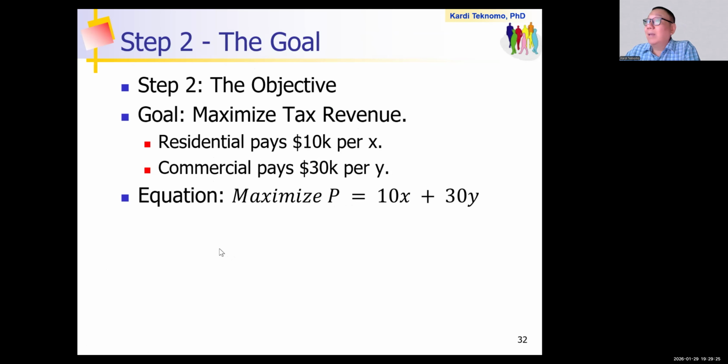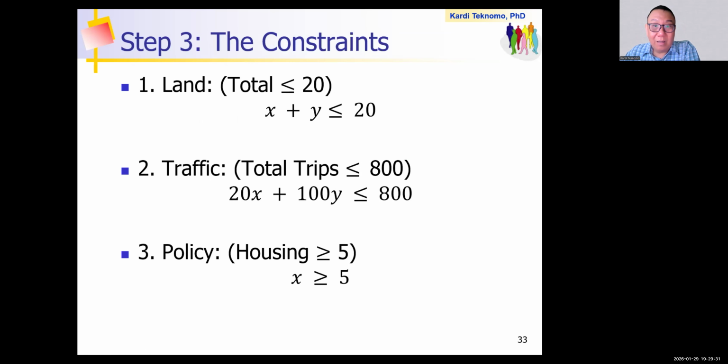And then the last one is the constraints. You have three constraints here, based on the sheet a while ago: the land constraint, the traffic constraint, and the policy constraint. The land constraint is X plus Y less than or equal to 20. The traffic, depending on the trip rate for each land use, should be less than 800. And the policy must be larger than 5. So this is our model.